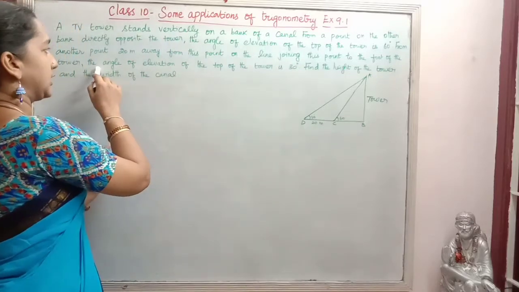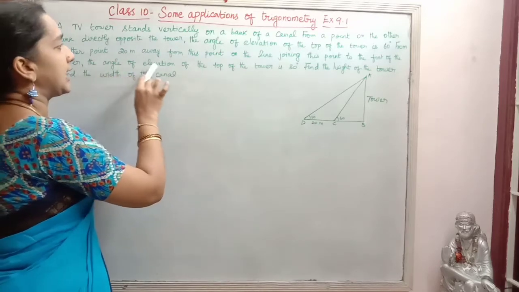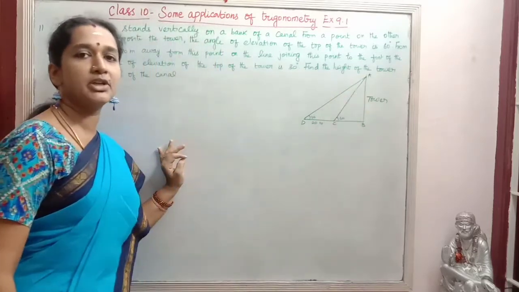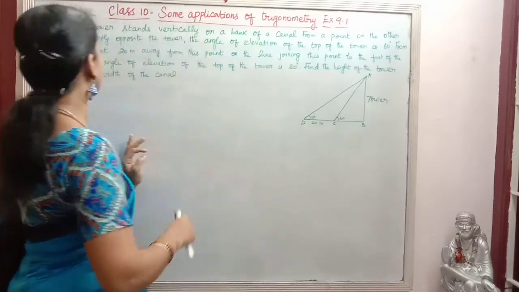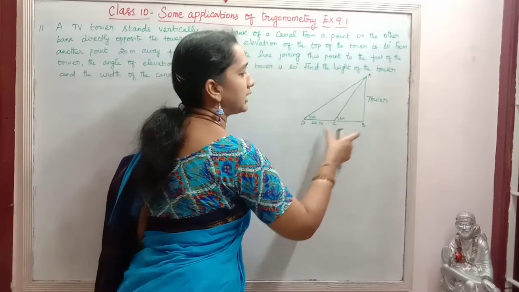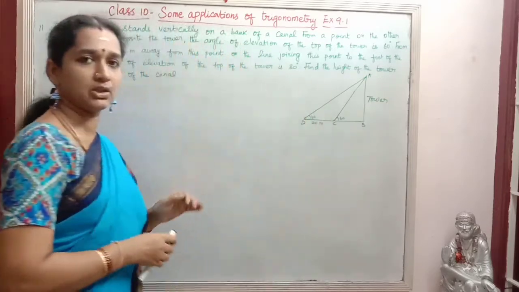To the foot of the tower, the angle of elevation of the top of the tower is 30 degree. Find the height of the tower and the width of the canal. The width of the canal we are asked to find.